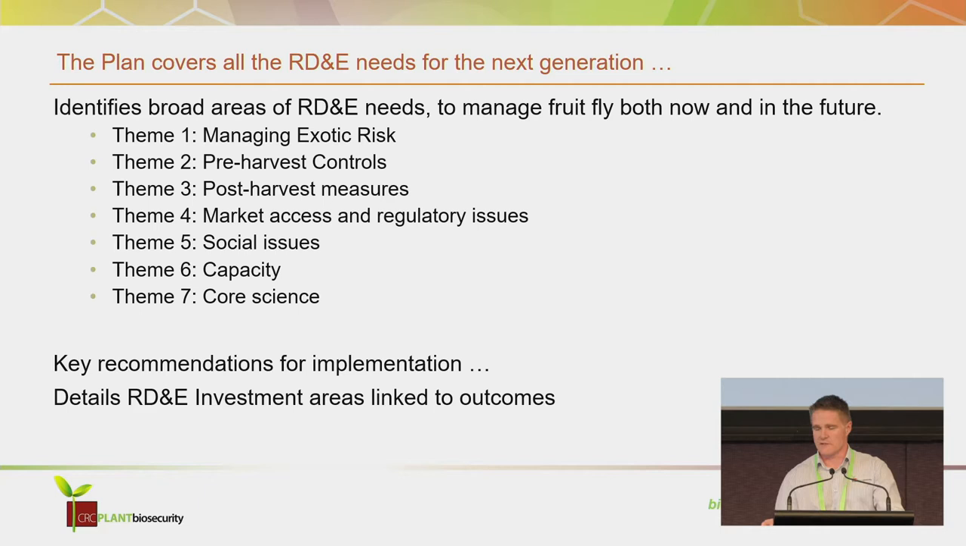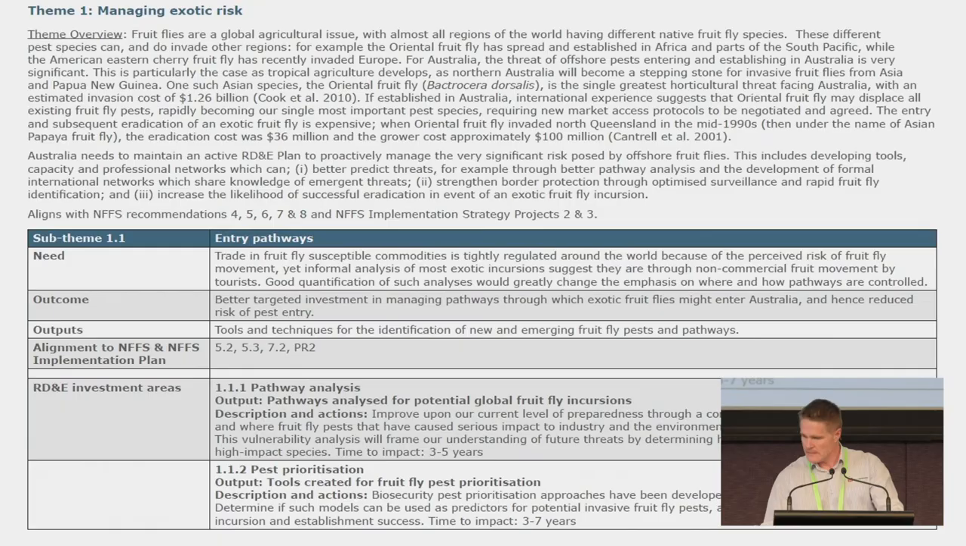So I'm just going to show one more slide about what it all looked like. Don't want you to read this, of course. The point is, this is theme one, managing exotic risk. So each theme had a clear overview. These were statements about the issues that we wanted to address for industry outcomes, why we needed that. You'll see in the middle here where it lined up with the fruit fly strategy recommendations and the implementation strategies.